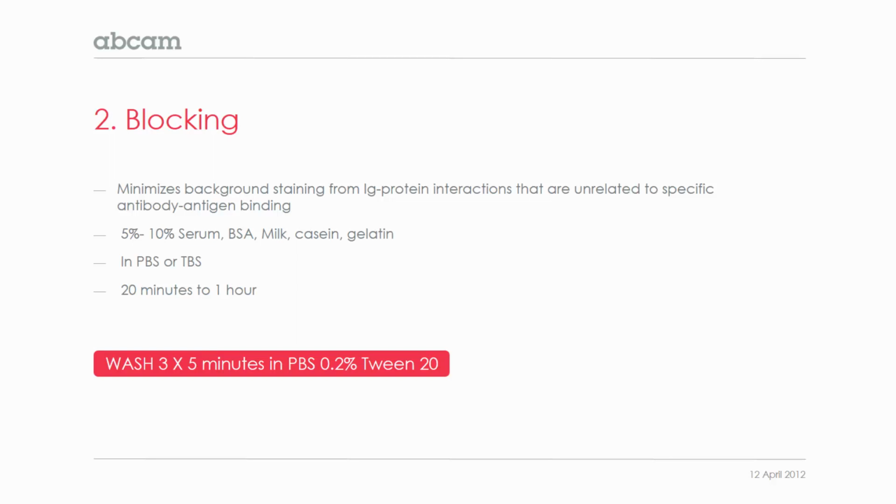There are various blocking agents you can use. There's serum, BSA, milk, casein, gelatin. There are some others as well. And we would recommend to use 5 to 10% blocking agent. For ICC, it's usually serum or BSA that's used, and we would recommend to use the same blocking agent throughout the entire experiment and not to change between them. You can dilute the blocking agent in PBS or TBS, and blocking can be from 20 minutes to 1 hour, and again, you may find that requires some optimization. After this step, you can wash the cells 3 times for 5 minutes in PBS containing 0.2% tween detergent.